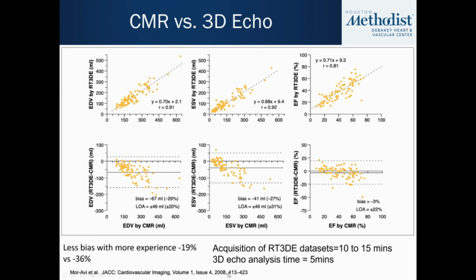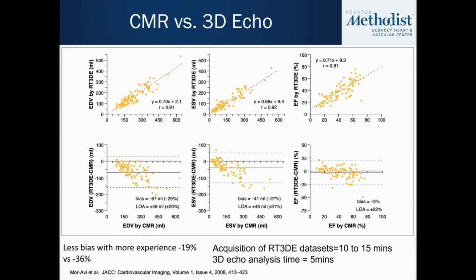Obviously now, this was 12 years ago, so things are different. Importantly, the more experience you get with 3D echo, the more closely aligned your measurements will be against whatever is considered the gold standard for that particular issue. So in this study, the bias was actually significantly less for those that were more experienced in managing 3D echo data sets. It was 19% versus 36% for folks who are less experienced. So that's also something to keep in mind.